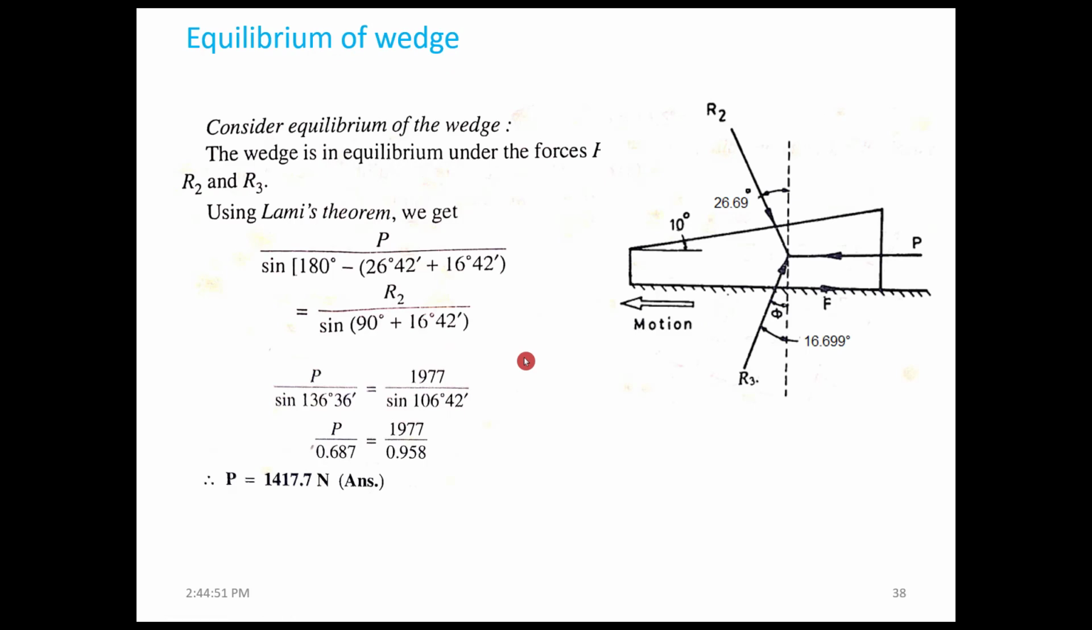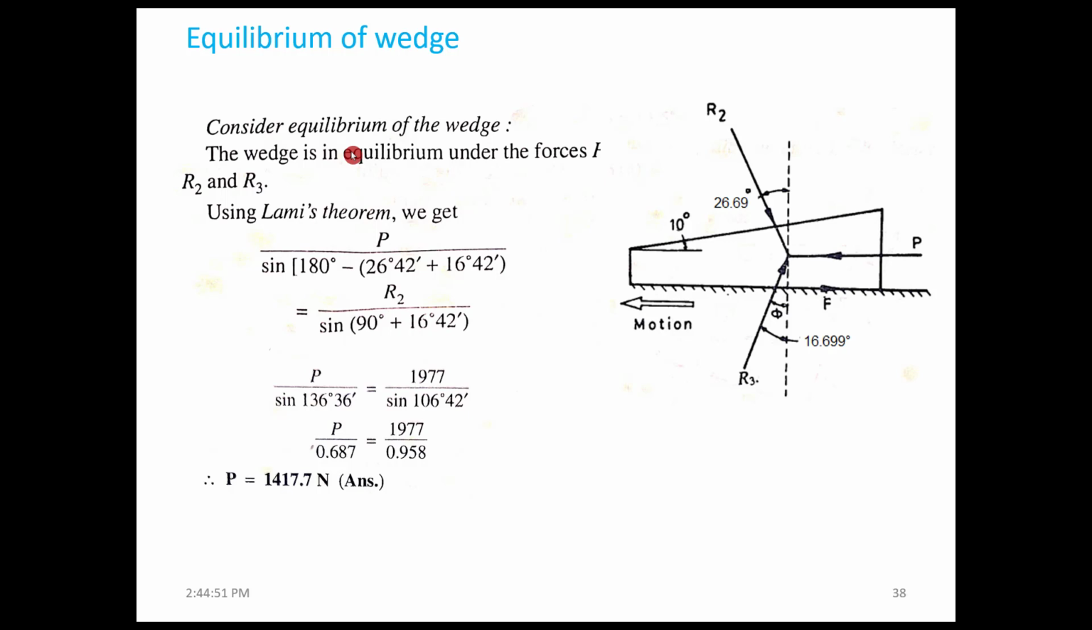Consider the equilibrium of the wedge. We have the wedge here, and R2 is the contact reaction between the block and the wedge. We know that the wedge has to be moved left so that it will lift the body. We have P here, R3 here, and R2, and all the angles are properly shown. Consider the equilibrium of the wedge. The wedge is in equilibrium under the forces P, R2 and R3.